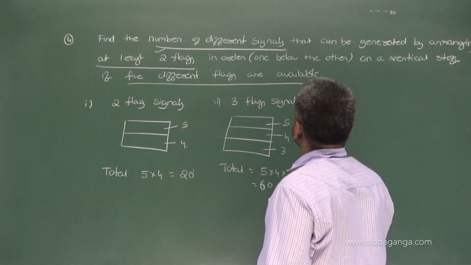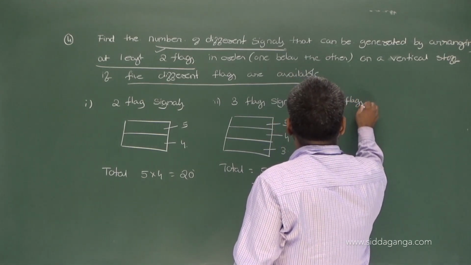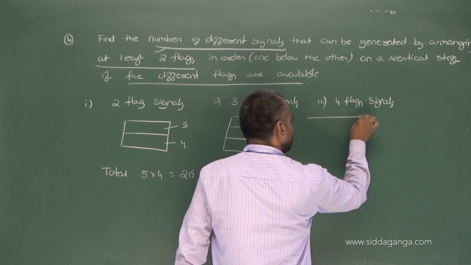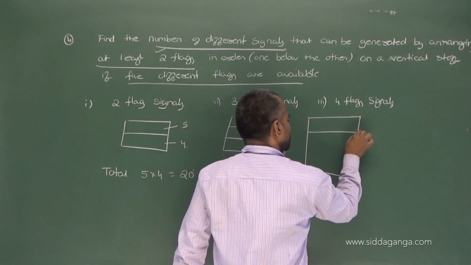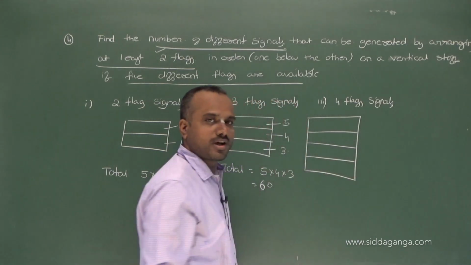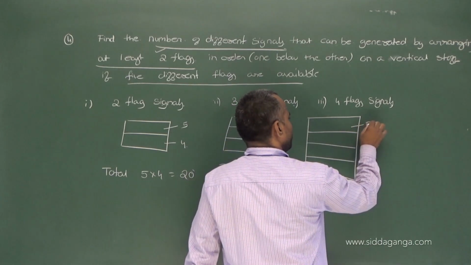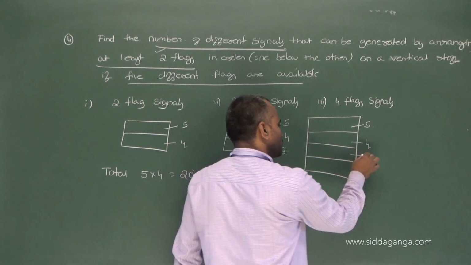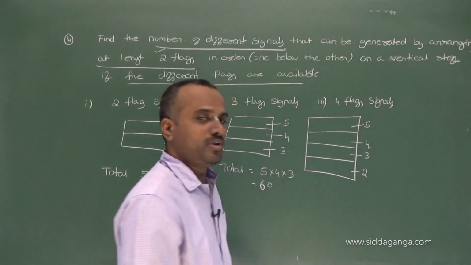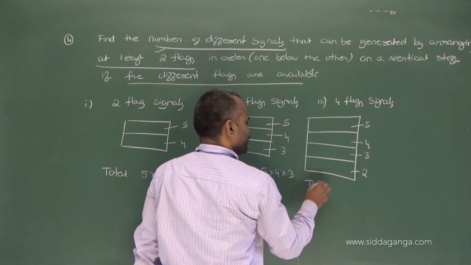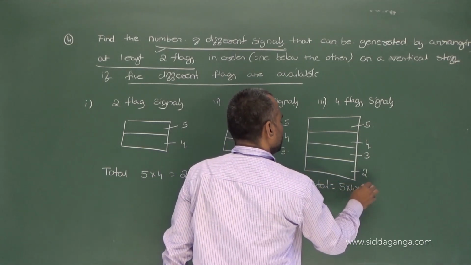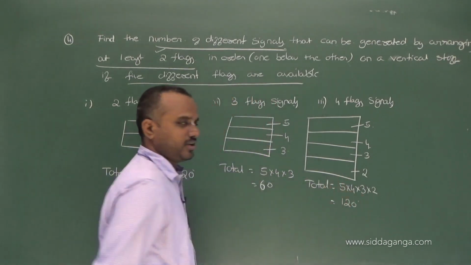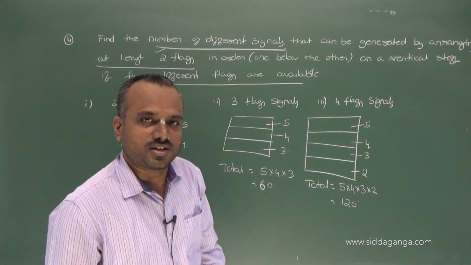Third one, 4 flag signals. For that, I can fill 4 boxes. This can be filled in how many ways? 5 ways. Second box can be filled in 4 ways. Third box in 3 ways. Fourth box in how many ways? 2 ways. Total 5 into 4 into 3 into 2. 5 into 4, 20, 20 into 3, 60, 60 into 2, 120. 120 ways we generate 4 flag signals.